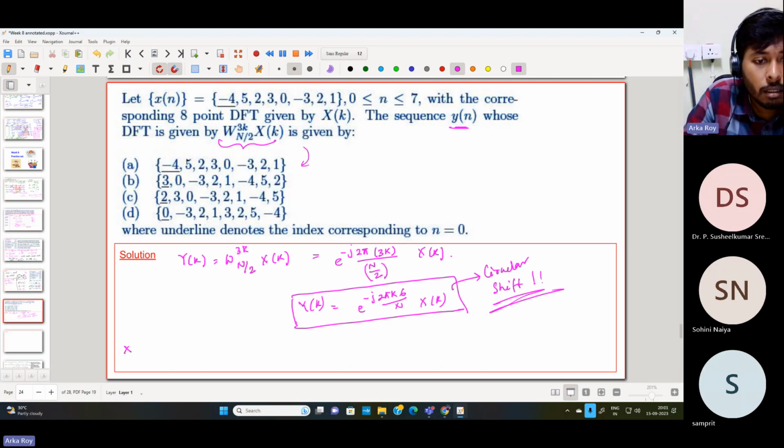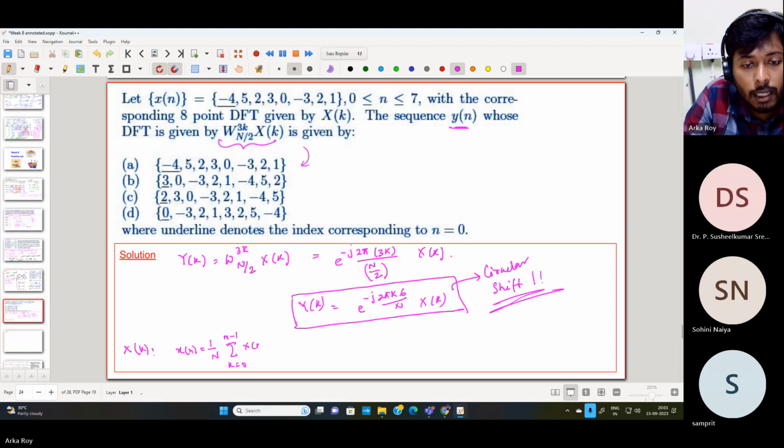So over here, if we have been given X[k], for that I can compute what is called x[n] by using this particular relation, that is 1 upon N, summation with k running from 0 to N minus 1, X[k] e to the power j 2 pi nk divided by N. So over here we have been given two sorts of equations.